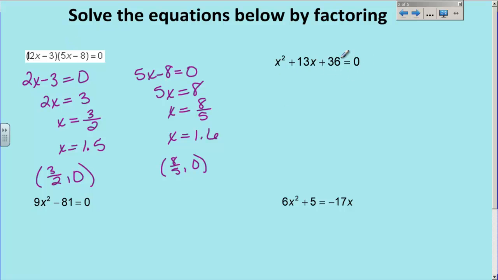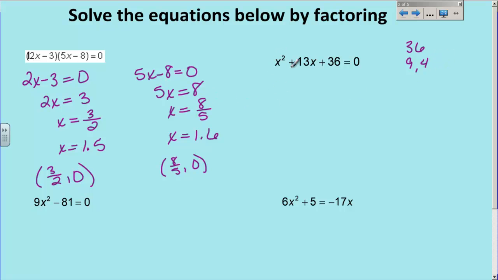The next one, x squared plus 13x plus 36 equals 0. Since it is equal to 0, I'm good. I can start. I just need to factor the left-hand side of the equal sign over here. So remember, AC method, you multiply a times c. Well, 1 times 36 is 36. I need two numbers that multiply to 36 that also add up to equal 13. Well, 9 times 4 gives me 36. And if I add those, 9 plus 4 gives me 13. So there are my two numbers.